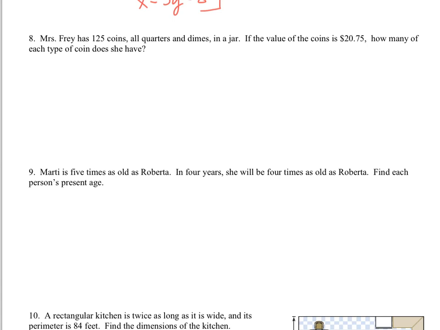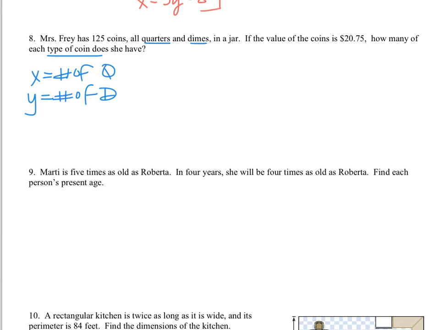Mrs. Fry has 125 coins, all quarters and dimes, in a jar. If the value of the coins is $20.75, how many of each type of coin does she have? So we're looking for types of coins. We'll assign our 2 variables accordingly. Notice we have quarters and dimes in a jar. So I'll let x equal the number of quarters, and I'll let y equal the number of dimes.